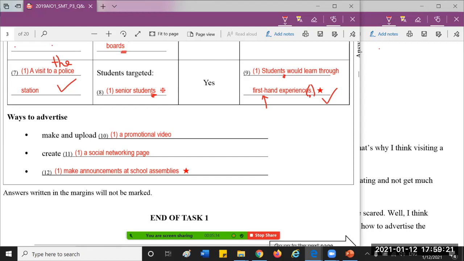All right, moving on. Ways to advertise. Make and upload a promotional video. A promotional video, give yourself a tick. Create a social networking page. Give yourself a tick. Networking, one word. Make announcements with S. Let's see if in the tape script they ask you to use plural here: at school assembly. Same for this one. Make announcements at school assemblies. Let's have a look. First of all, I'll give you 10 seconds to do corrections.